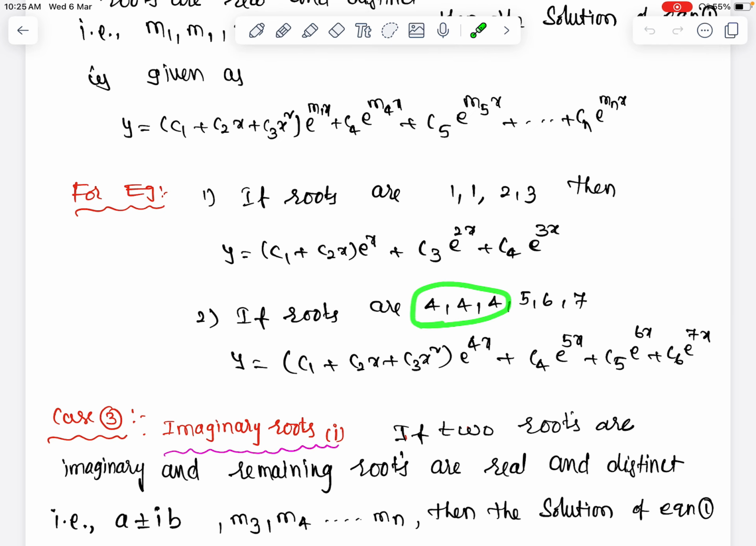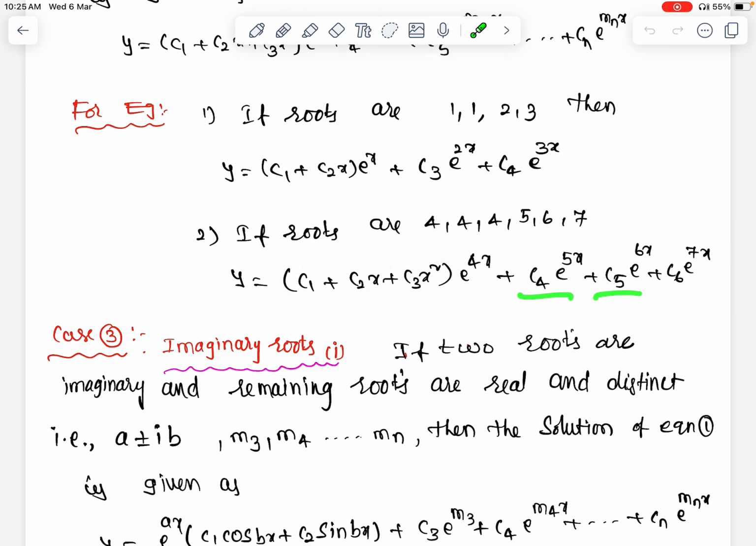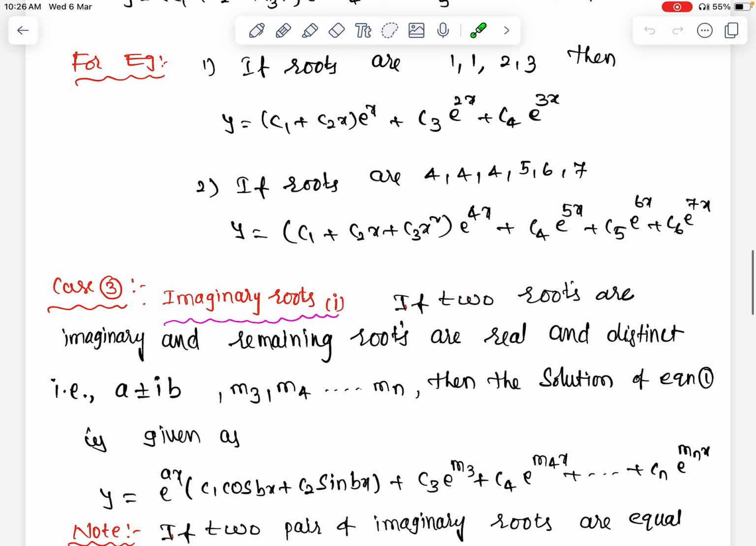For example, three roots are repeated. Here I am taking three roots that are 4, 4, 4. It is repeated how many times? Three times. Remaining all are real and distinct. Here it is C1 plus C2x plus C3x square into e power 4x, plus C4, C5, C6 into e power 5x, e power 6x, and so on. These are the general solutions when roots are real and distinct, and when roots are real and equal.